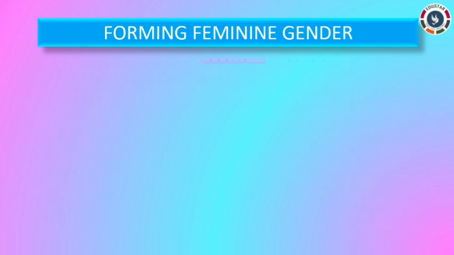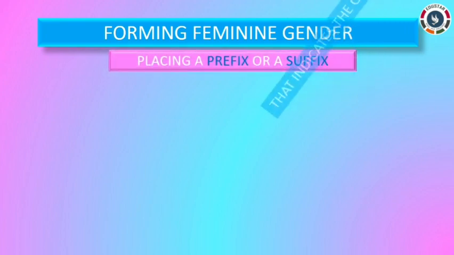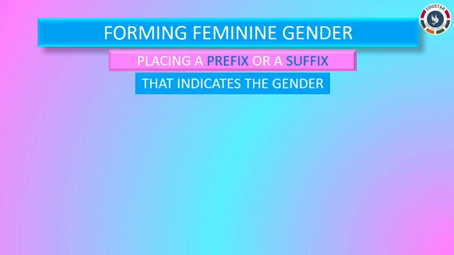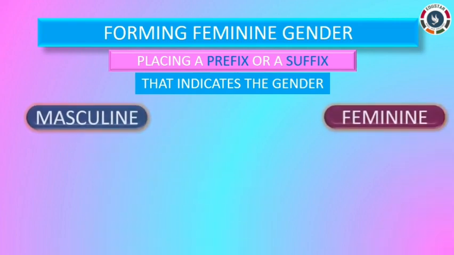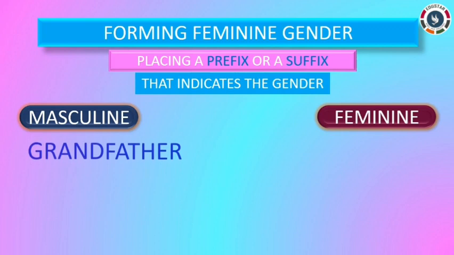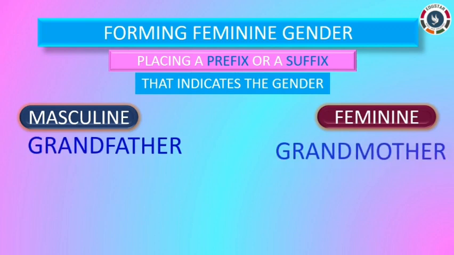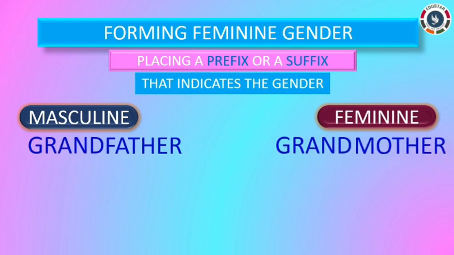And the third way is by placing a prefix or a suffix that indicates the gender. For example, grandfather, grandmother. Here, which word is common? Grand. We know the feminine gender of father is mother. So, grand remains the same and we change the suffix part only. So, the feminine gender of grandfather is grandmother.